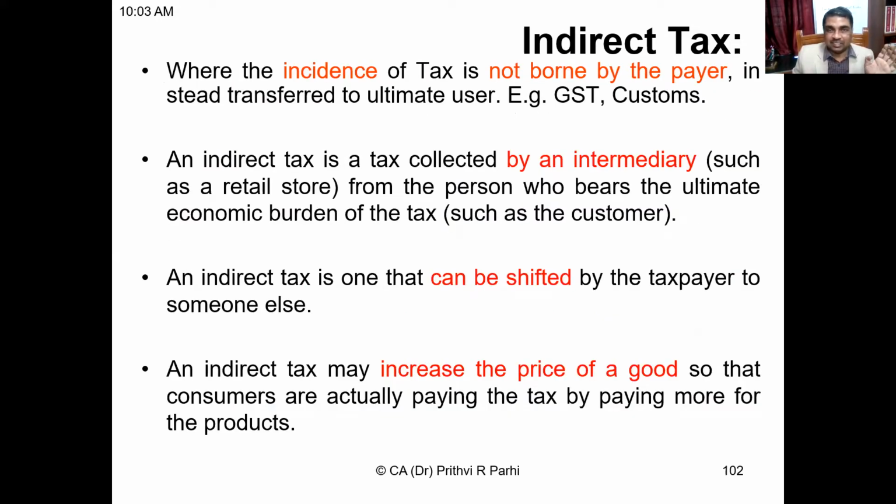Coming to indirect tax, the incidence of the tax is not borne by the payer. That means the payer is bearing the immediate impact, but not the ultimate impact. It is collected by an intermediary. Your shopkeeper is a registered person. He has registered himself under GST law, and he has supplied some goods or services. He is an intermediary. He is collecting tax from you and depositing it with the government. You cannot pay tax directly to the government because you are not an intermediary. You have not registered yourself under GST law. So indirect taxes are collected through an intermediary, and that intermediary can bear the immediate impact, but he can shift the impact to the ultimate consumer.